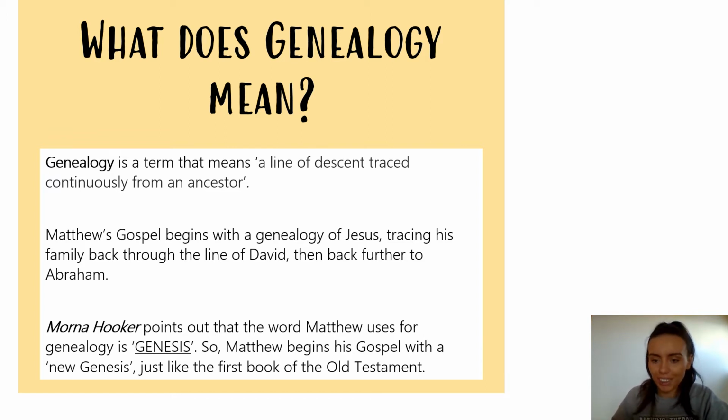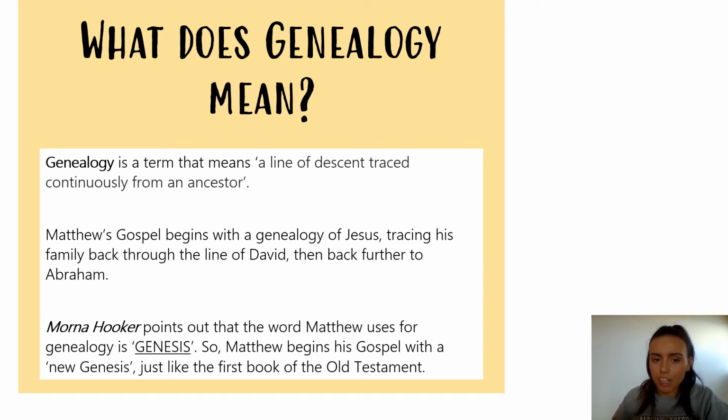So genealogy is a term that means a line of descent traced continuously from an ancestor. So it's where you look at an individual's ancestry. Commonly we associate them with family trees. So the idea that you take an individual and you look back through their parents' line at their ancestors, so people they're related to in the distant past.